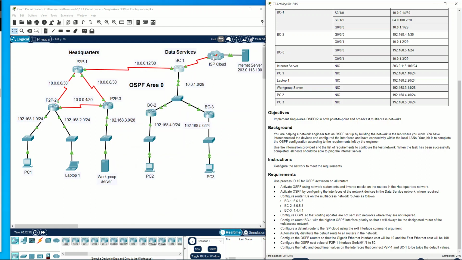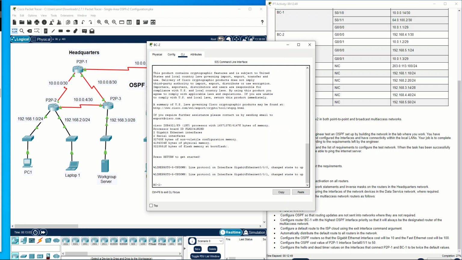And for this interface, we don't want to activate OSPF because we should configure a static route after that. As you know, between the internet service provider and our border router, we should configure a static route. Okay.